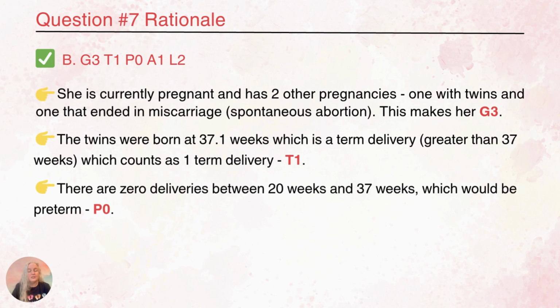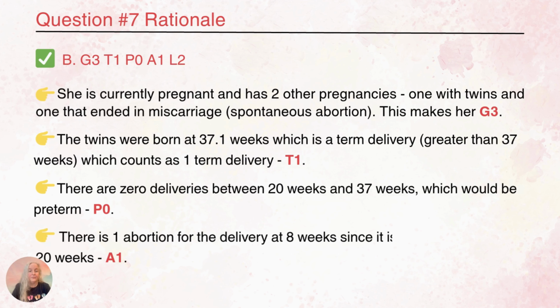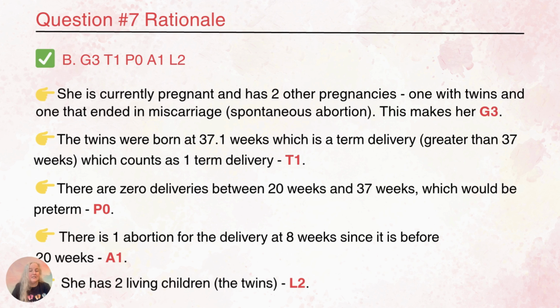There are 0 deliveries between 20 weeks and 37 weeks, which would be preterm. So that P is 0. There's 1 abortion for the delivery at 8 weeks, so it's before 20 weeks, so that's A1. And then she has 2 living children, which are the twins, so that's L2. So here we can see G3, T1, P0, A1, L2.